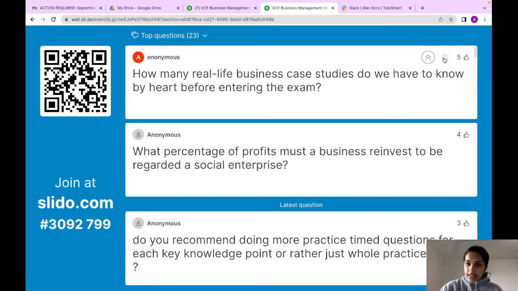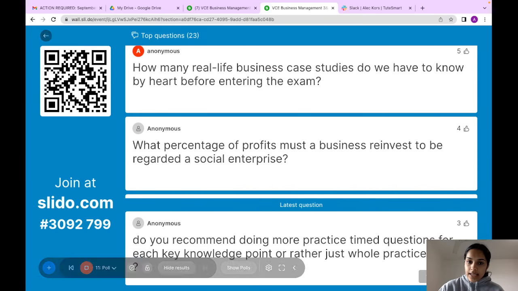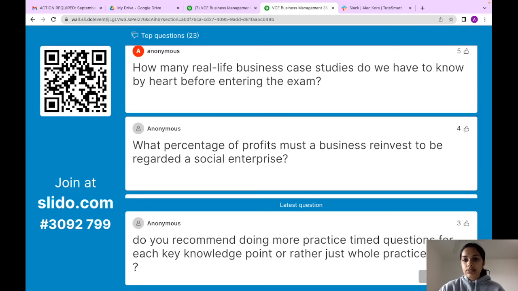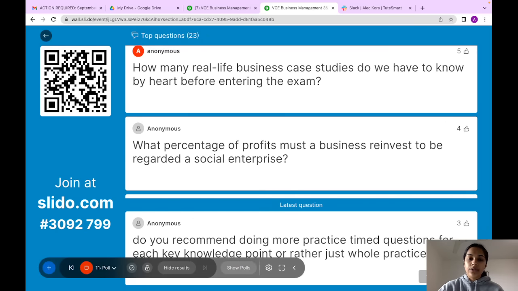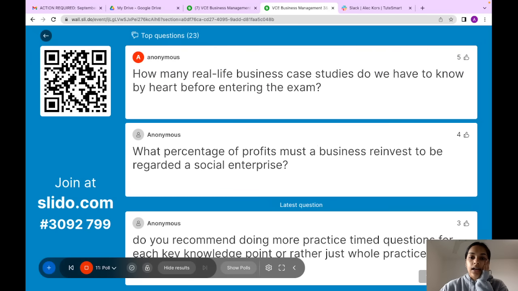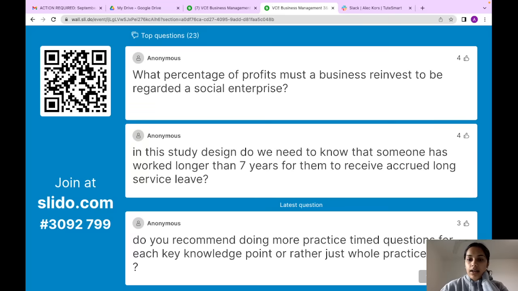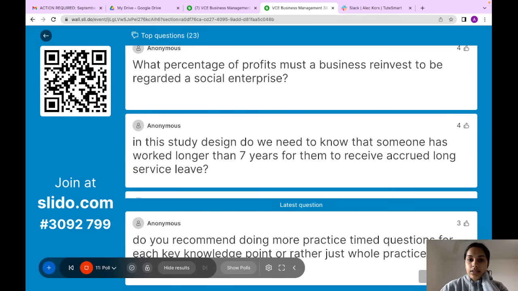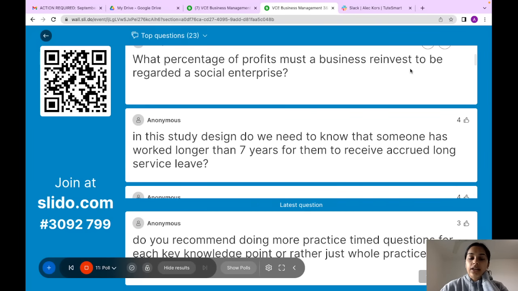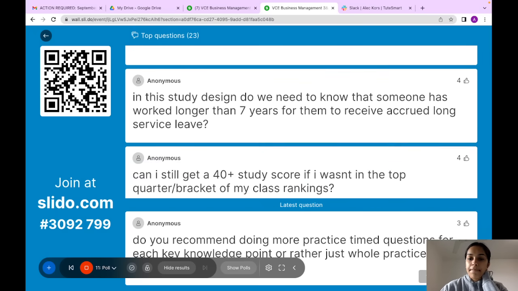How many real life business case studies do we have to know by heart before entering an exam? I mean, you should know like 2. I think for me, I studied Yakult and Commonwealth Bank for Unit 3, Area of Study 3, but just have a few that you can apply to the different areas of study, and have at least one case study for each of the areas of study, I would say. What percentage of profits must a business reinvest? 100%. So all of their profits are directed towards a community cause.